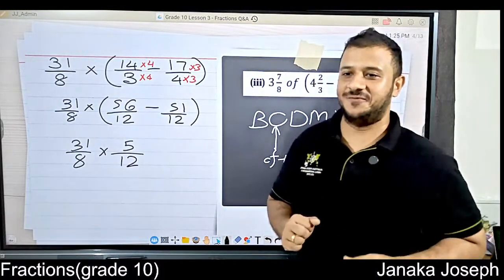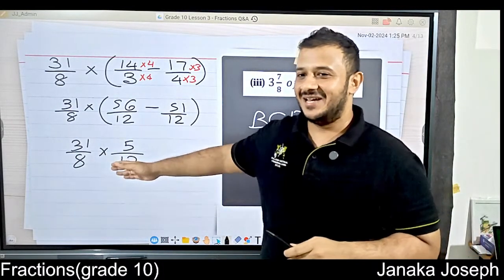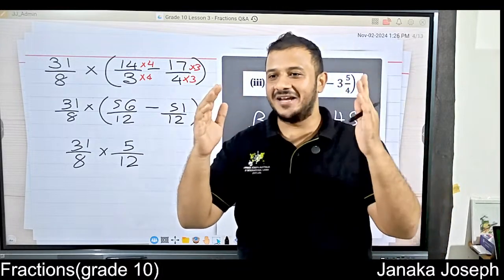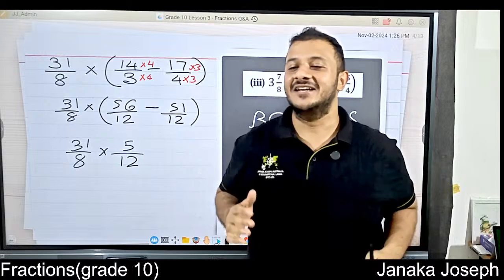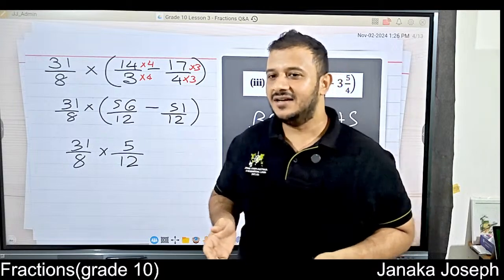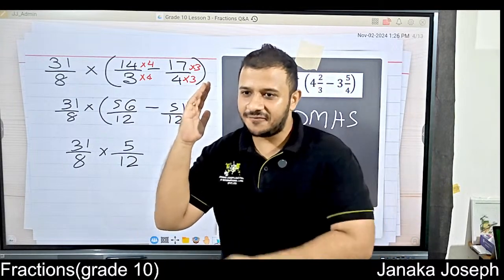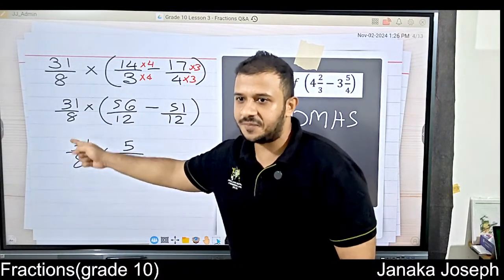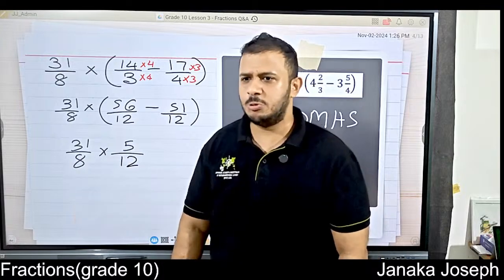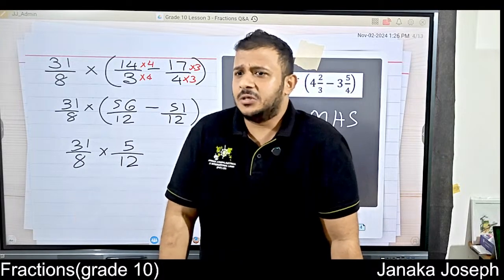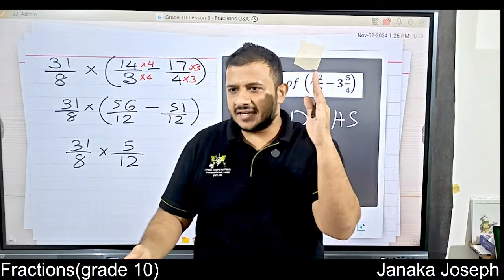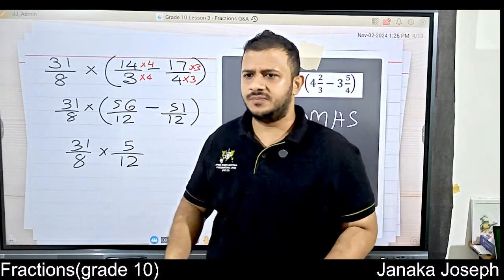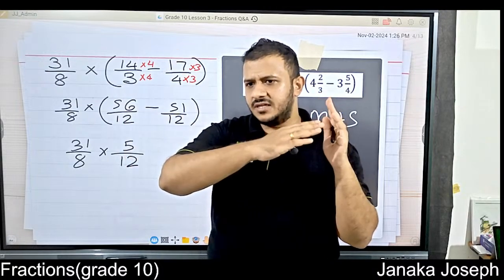When we have fraction multiplication, I always tell my students left up, left like this, right like this. So what does that mean? It means try to simplify left hand side up and down. Can we simplify it? No. 31 is a prime number. You can't simplify it. Then right hand side up and down. Can you simplify 5 and 12? No. Then left towards the right.